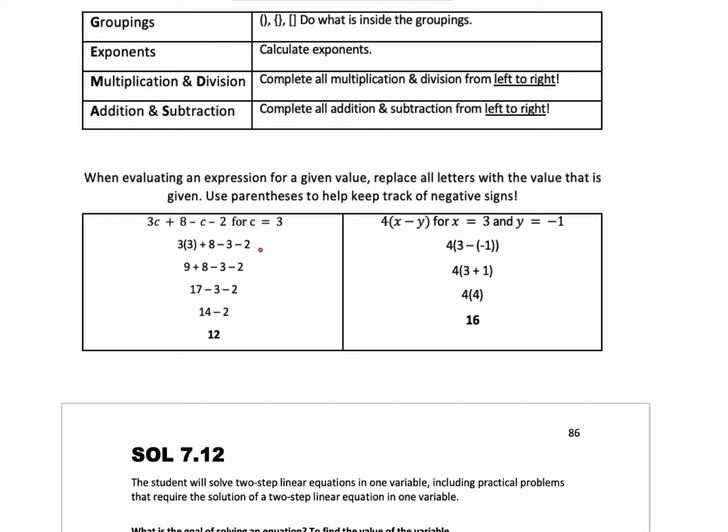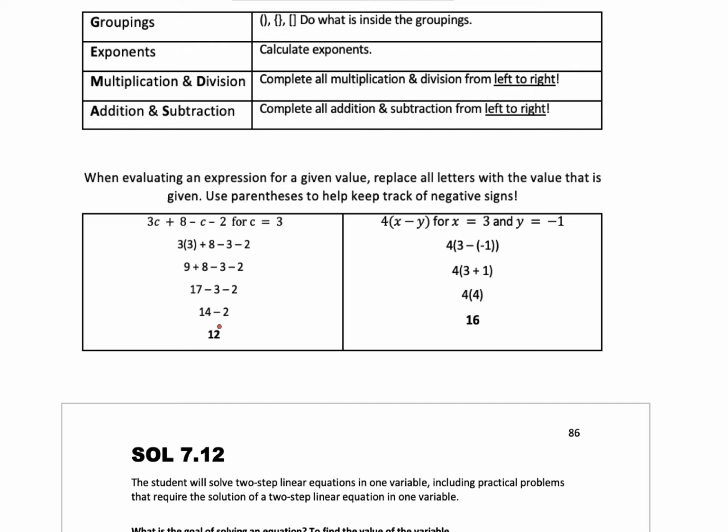Then we follow GEMDAS. Now we don't have any exponents here, we don't have any groupings, we just have multiplication, addition, and subtraction. So we start with multiplication. 3 times 3 is 9, our plus sign comes down, 8 minus 3 minus 2, everything else comes down. Now all we have left is addition and subtraction, so we go from left to right. I start with 9 plus 8, that gets me 17, everything else comes down. Then I do 17 minus 3, which gets me 14, minus 2.